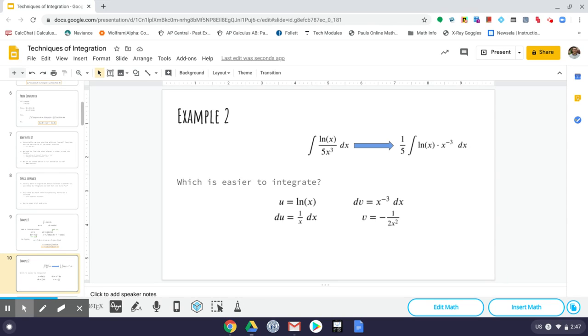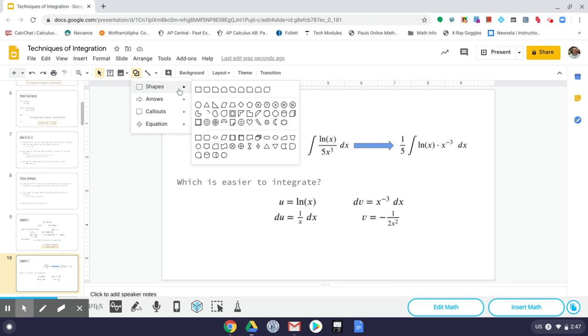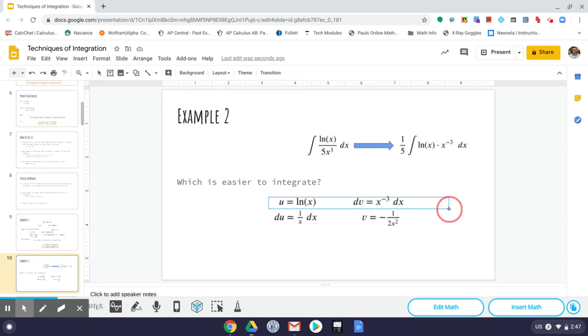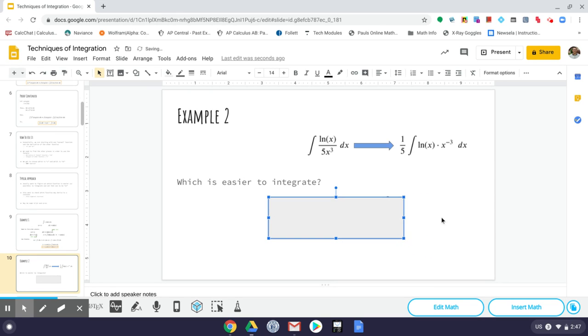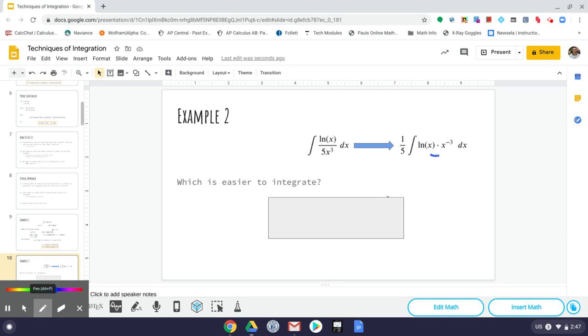So now I think to myself, well, which is easier to integrate? And I've got two options, right? So my first two options, and yeah, I know this has been here for a bit, but I'm going to cover it just so you can listen to me. My first two options are the natural log of x. That's my one function. And then x to the negative third. That's my second function. Which of those is easier to integrate?